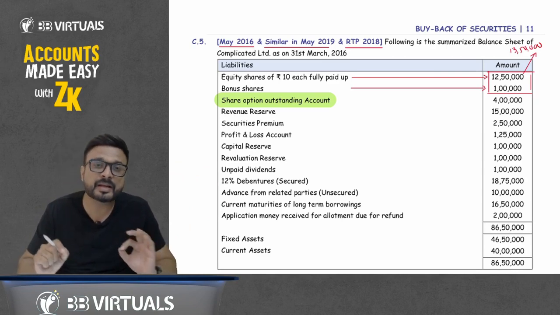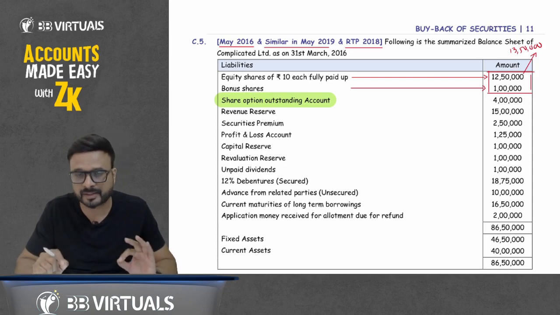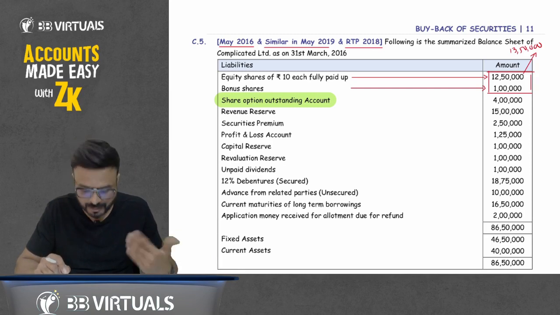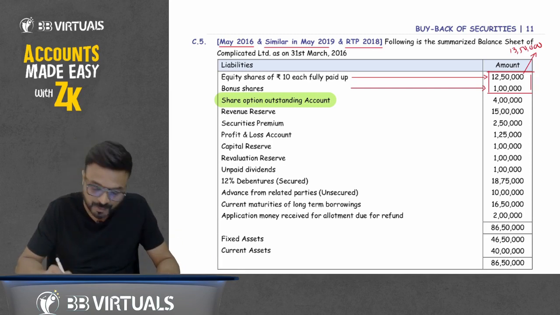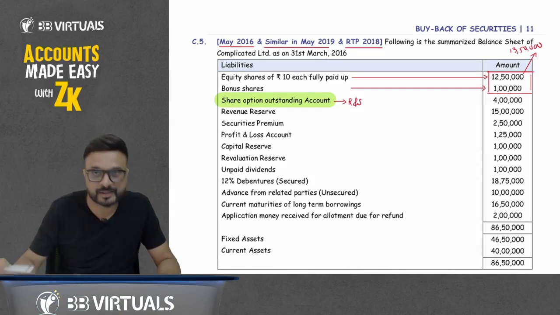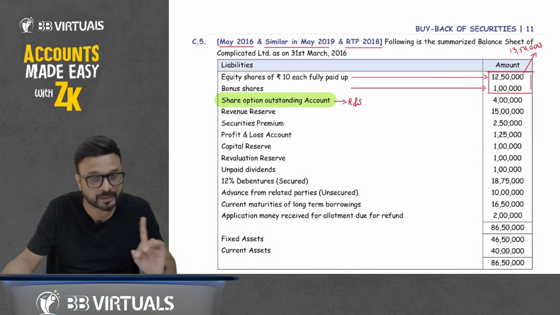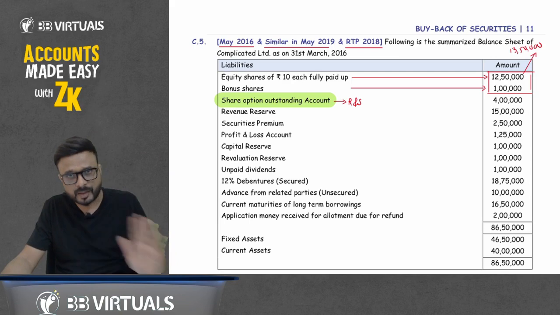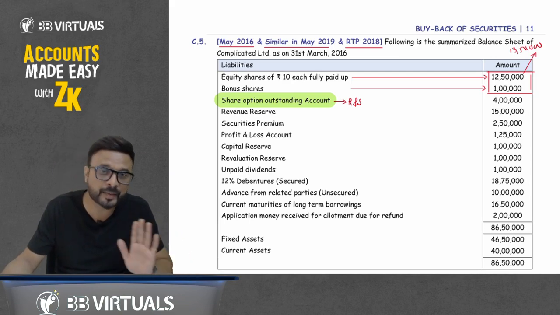At that time, we create a reserve, and this reserve will be converted into share capital. So this share option outstanding account is a new term for you. It will come under reserve and surplus. It is a part of the ESOP chapter, but the share option outstanding account comes under reserve and surplus.